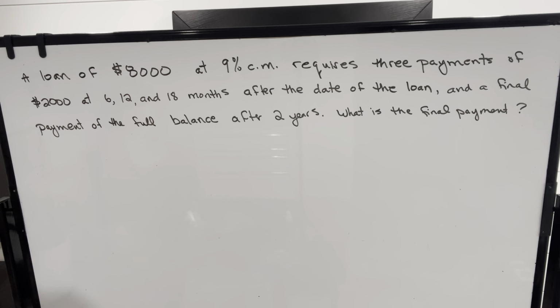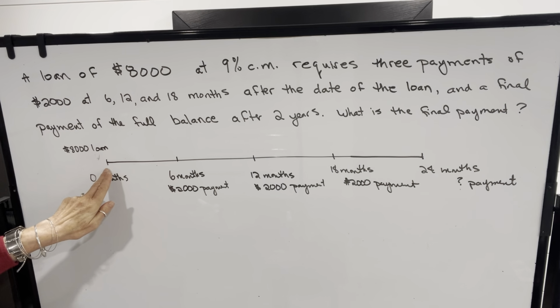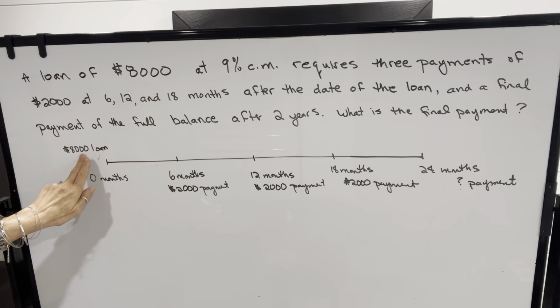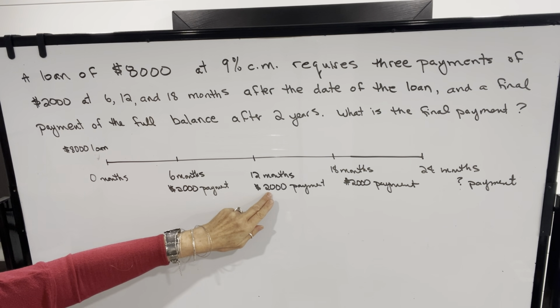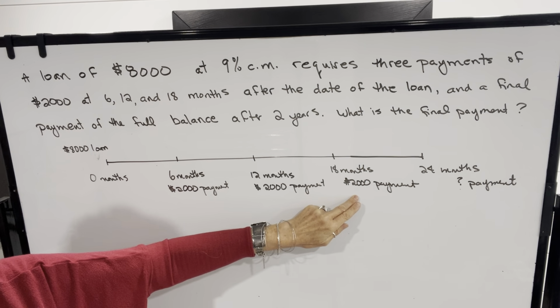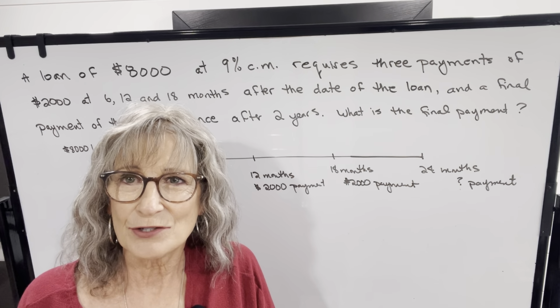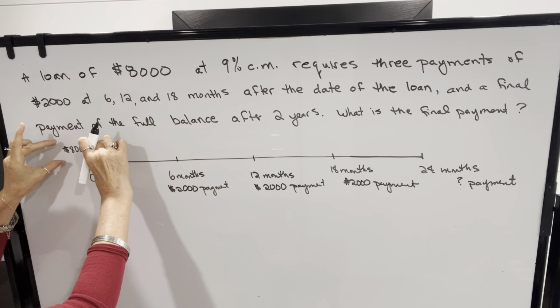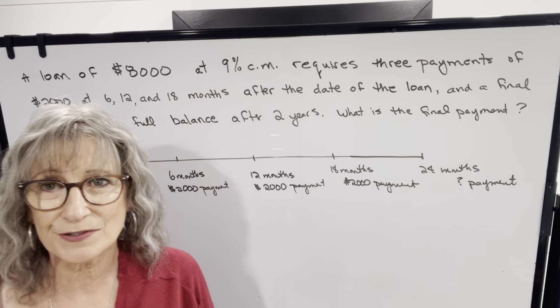What's the final payment? So if we were to take a look at a timeline, the date of the loan, we're borrowing $8,000. 6 months later, we're paying $2,000 back, then another $2,000 at 12 months, another $2,000 at 18 months, and then we have to make one final payment. So we have to do these in a series of steps because the balance of the loan does not stay $8,000 for the whole 2 years.